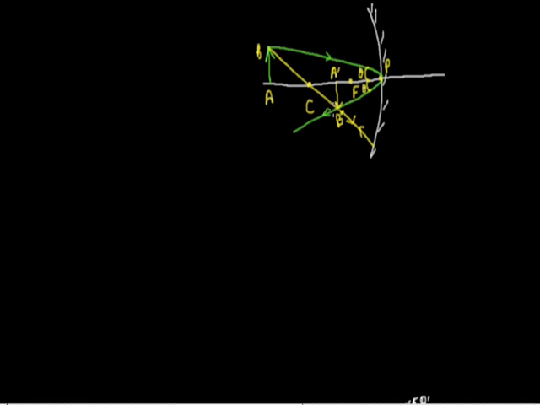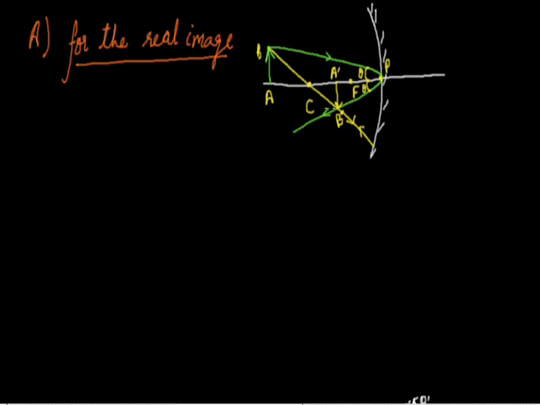When we take the second ray, which passes through the center of curvature, it is normally incident on the mirror and gets reflected back on the same path. These two rays will meet at a point, that is the B' point. Here we'll get the image A'B'. So in this diagram we want to find the expression for the linear magnification. Our first case is for the real image. As we know, the real image is also inverted. So here A'B' is the corresponding image of the object AB.